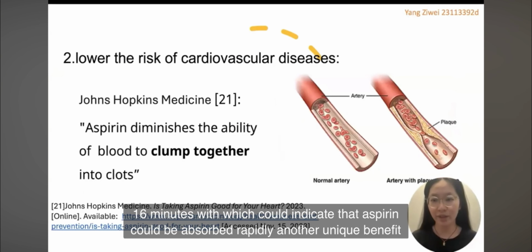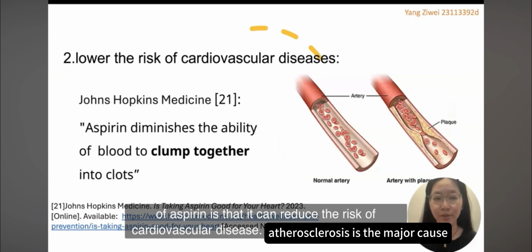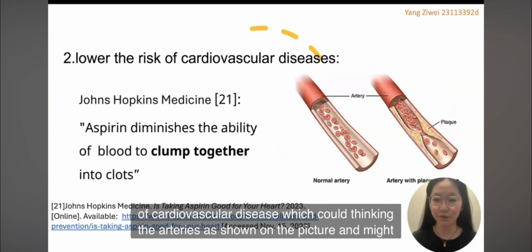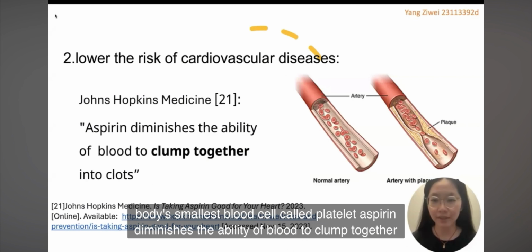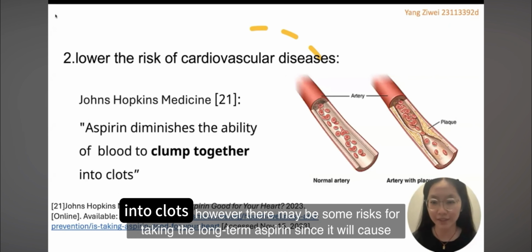Another unique benefit of aspirin is that it can reduce the risk of cardiovascular disease. Atherosclerosis is the major cause of cardiovascular disease, which could thin the arteries as shown on the picture and might lead to a reduction in the blood flow to the tissue and organs. By targeting the body's smallest blood cells, called platelets, aspirin diminishes the ability of blood to clump together into clots.